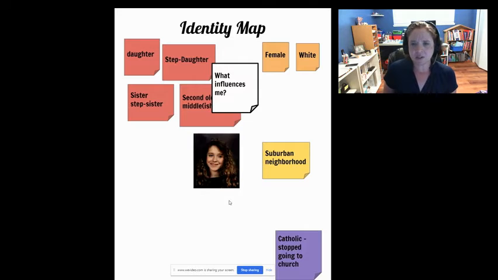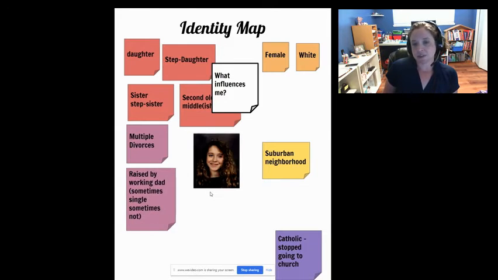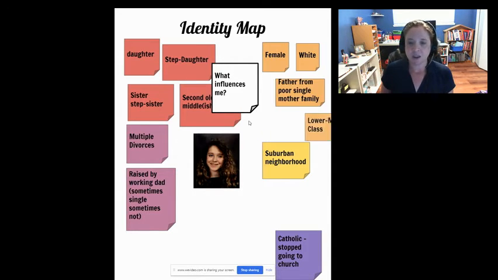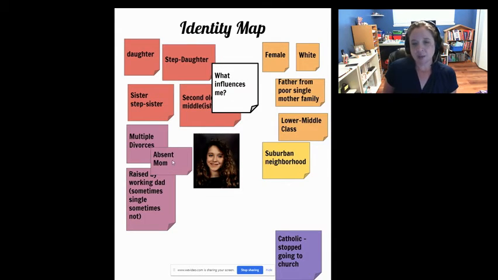Well, in middle school, some of the things that influenced me were that my family had multiple divorces. My dad had been divorced twice by middle school, and he was just being married for the 3rd time. But mostly I was raised by my working dad, and sometimes he was single and sometimes he was not. I grew up in a kind of lower middle class neighborhood. And my mom, for a number of reasons, was not around. We'd see her like once or twice a year. So I see her as kind of absent.